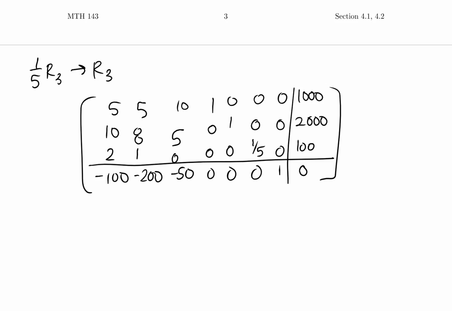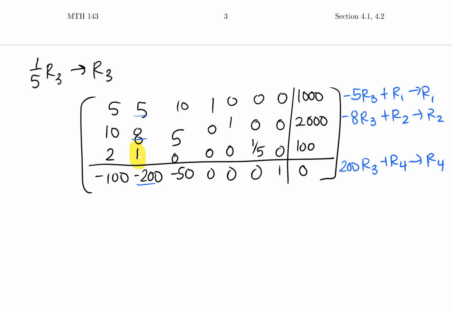So that would be our first row operation, and remember we are pivoting on row 3, column 2. Now we need to use this 1 in order to clear the 5, the 8, and the negative 200. So the row operations would be negative 5, row 3, plus row 1 into row 1. We would do negative 8, row 3, plus row 2 into row 2. I'm getting the coefficients right by the number that is currently in that entry, because we're trying to add up to be 0. And finally in row 4, we would have 200, row 3, plus row 4, and this goes into row 4.